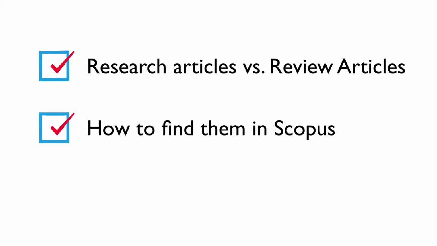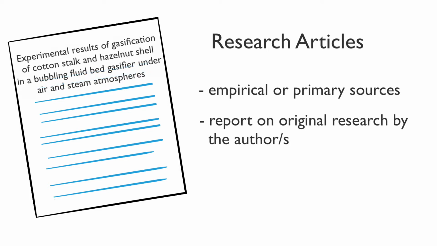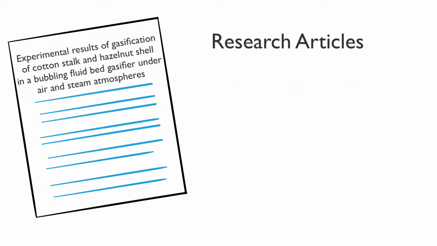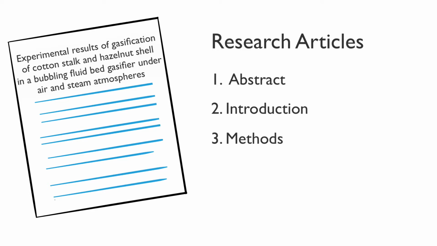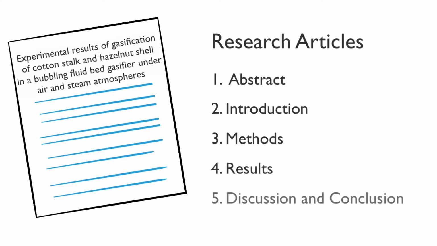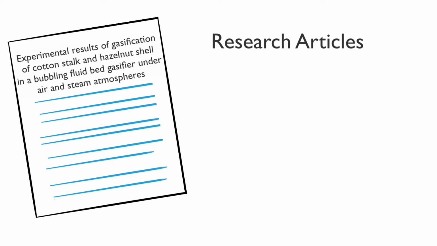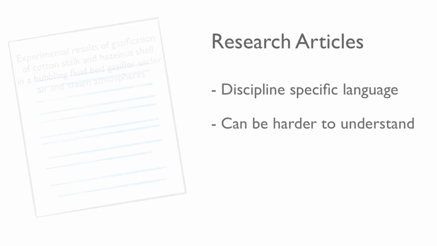In this video, we'll go over the differences between research and review articles and show you how to find them in Scopus. Research articles are called empirical or primary sources. This means they report on original research conducted by the authors. They often have five sections: the abstract, introduction, methods, results, discussion, and conclusion. The language and terminology used in these articles are often very discipline-specific, so they may take more work to understand.